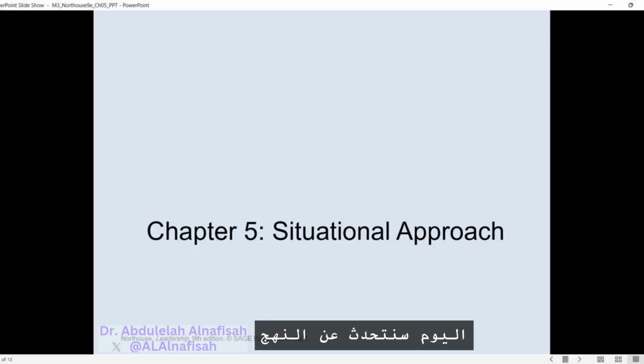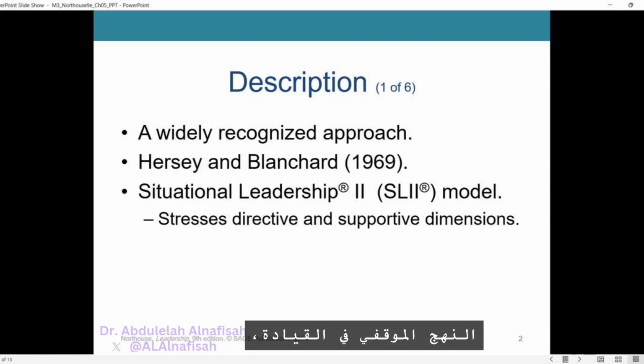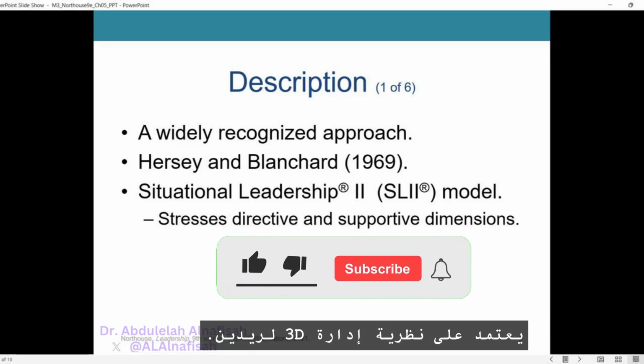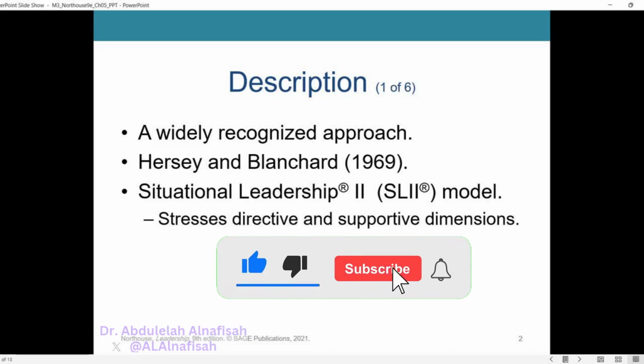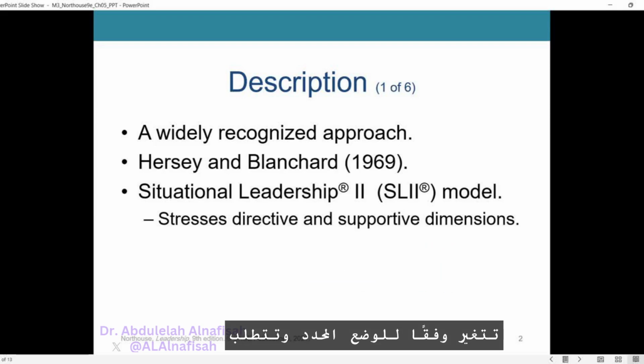Today, we will talk about situational approach to leadership. The situational approach to leadership, developed by Hersey and Blanchard in 1969, is based on Redding's 3D management style theory. It emphasizes that effective leadership varies according to the specific situation and requires leaders to adapt their style based on the needs of their followers.